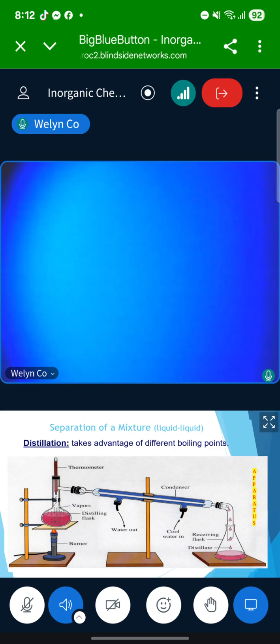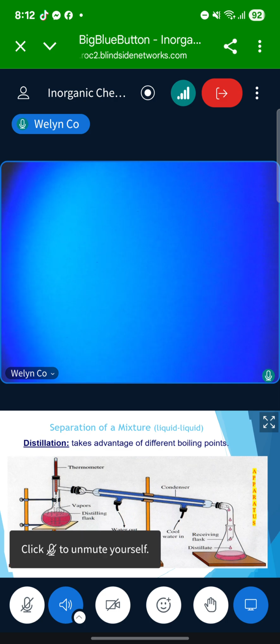Then you have here your distilling flask, the burner, you have your iron stand, your clamp extension, thermometer, condenser. Take note of the condenser. Kasi ang purpose ng condenser is to cool down or to change the gas to liquid. So you have your water inlet and you have your water outlet. So yung water inlet, ito yung nakakonect doon sa faucet. Okay?